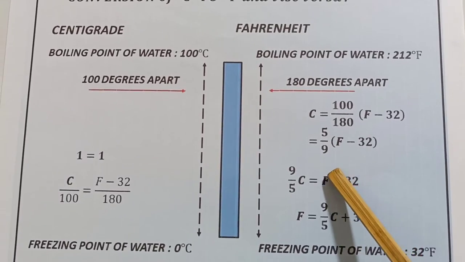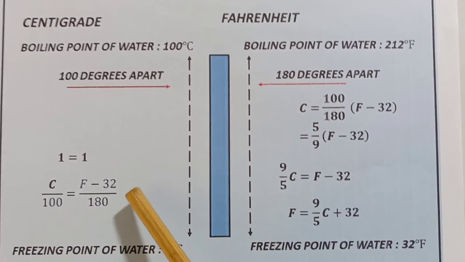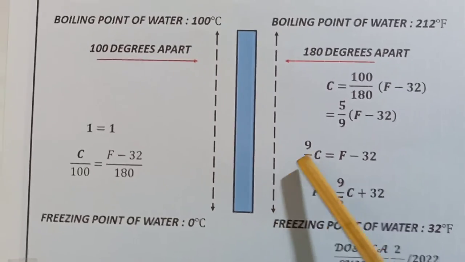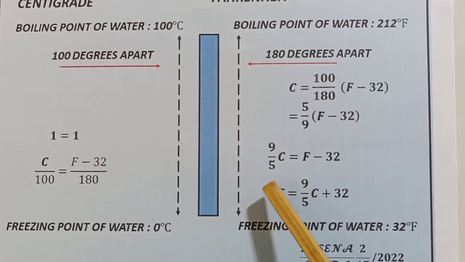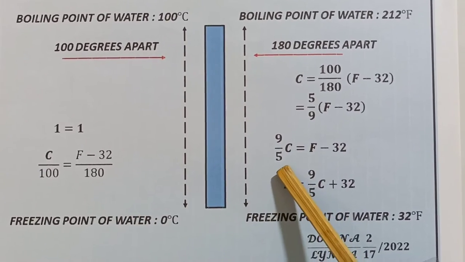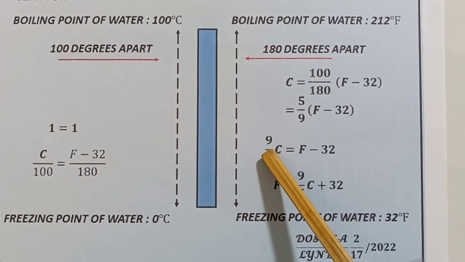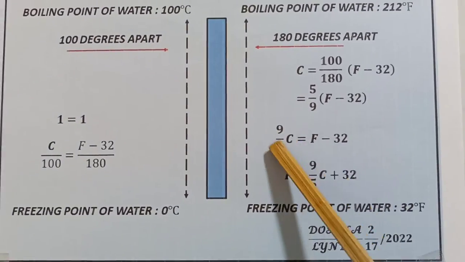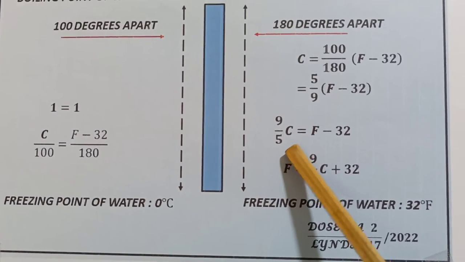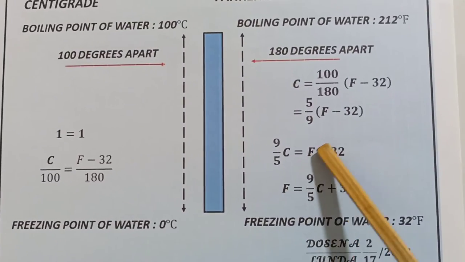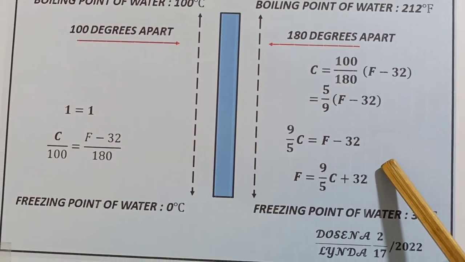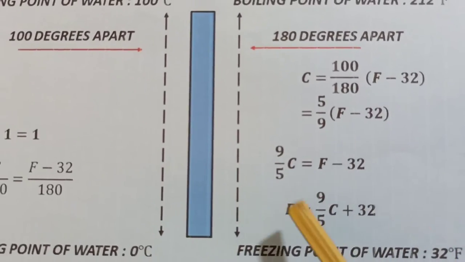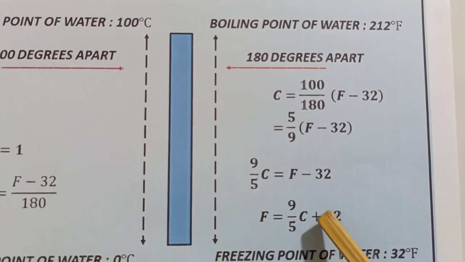Now, using this, we're going to transform it into converting centigrade degrees to Fahrenheit degrees. We are going to multiply the whole equation by 180 and simplify. So this becomes 180 over 100 times C is equal to F minus 32. We simplify 180 over 100; the lowest term is 9 over 5. So 9 over 5 C is equal to F minus 32. We add 32 to both sides of the equation, and F is equal to 9 over 5 C plus 32.